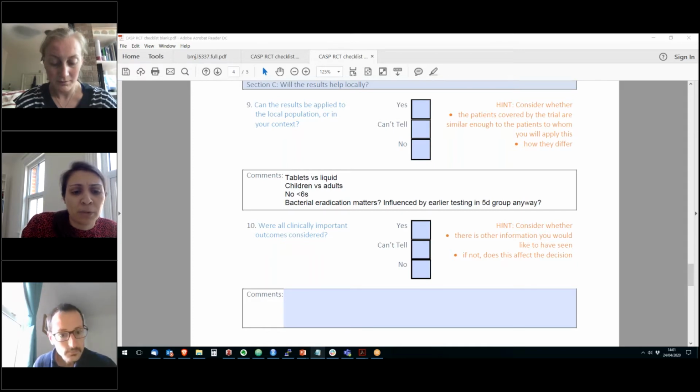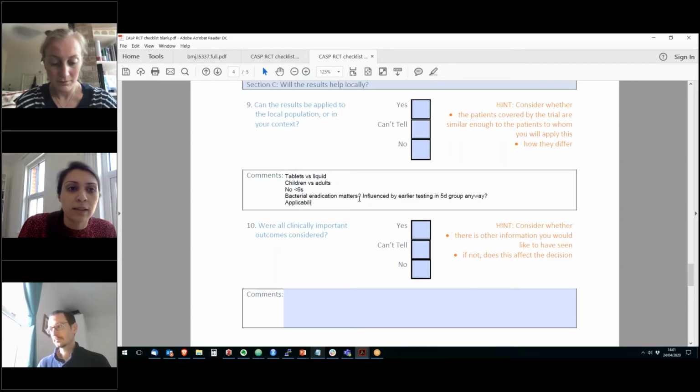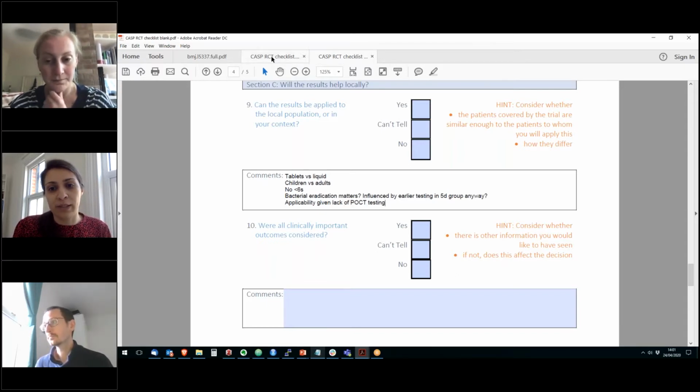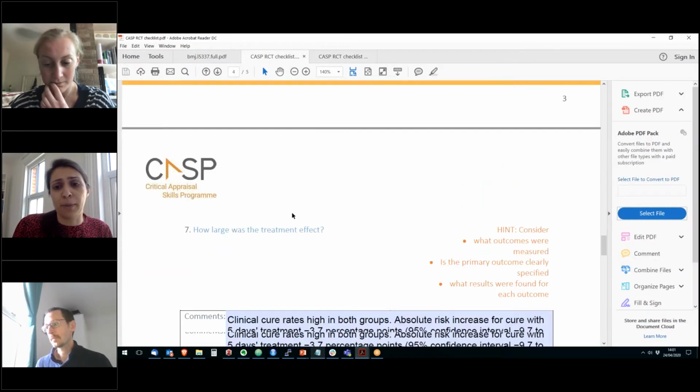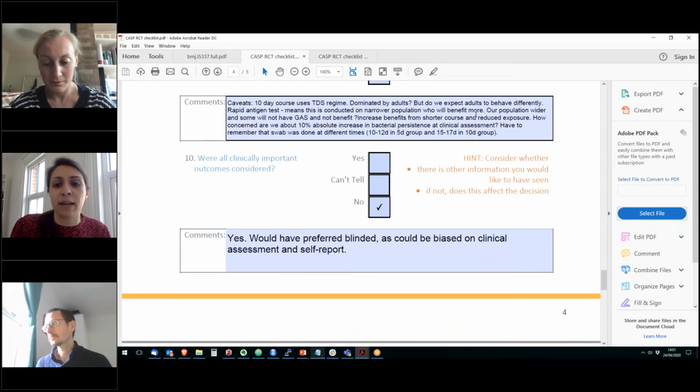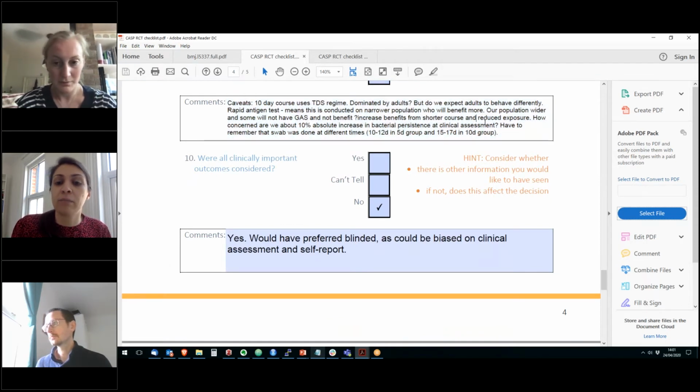Another thing we wanted to mention before moving on is that they generate this group using rapid antigen testing for group A strep. So we don't have that in the UK. What they're looking at is quite narrow in terms of the population that they're investigating. Again, does that really affect how we interpret the outcomes is a point of debate.